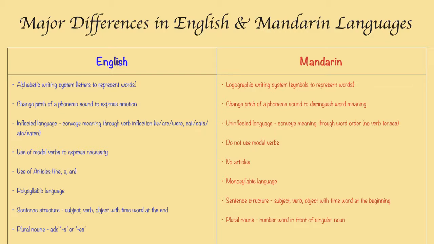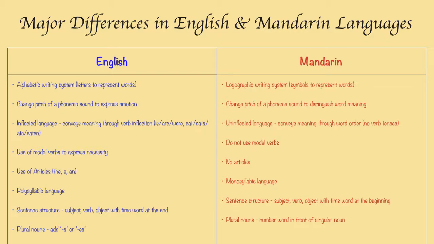English is an inflected language where we use verb inflection to convey meaning, such as changing the verb tense: is, are, were in a sentence, whereas Mandarin is an uninflected language where there are no verb tenses and rather conveys word meaning through word order.